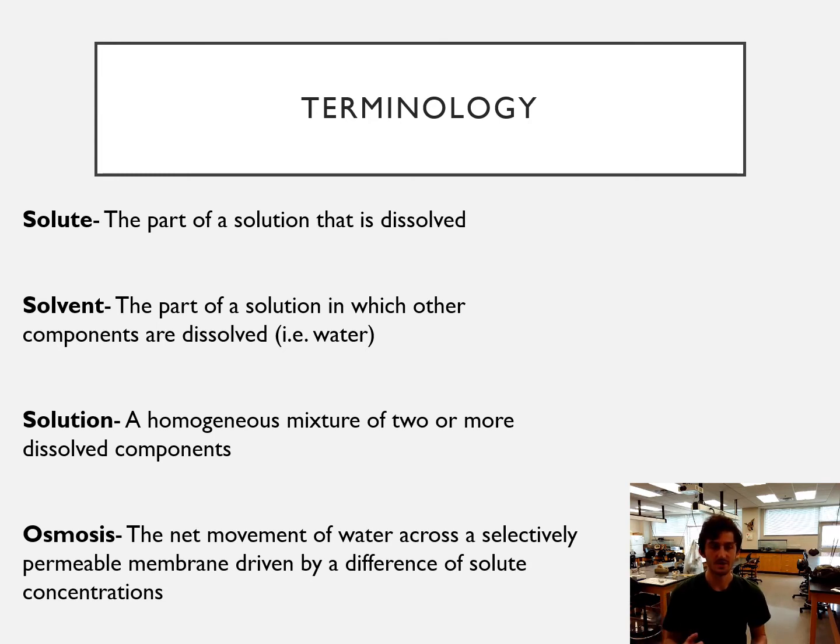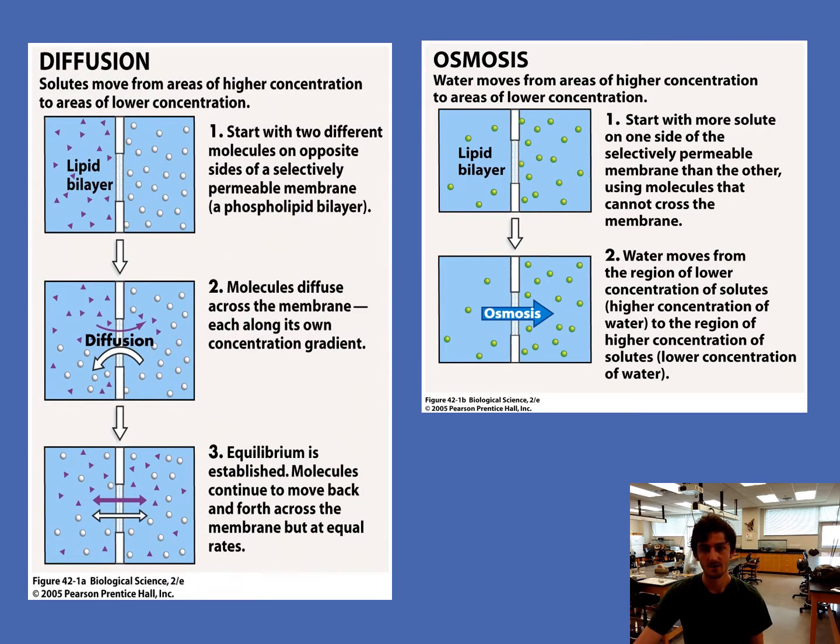Osmosis is when we have water that's moving across a permeable membrane, such as the lipid bilayer in cells. And this is driven by a difference between solvents, not solutes. Diffusion is driven by the concentration of solutes. So once again, osmosis is the difference in solvents. Diffusion is the difference in solutes.